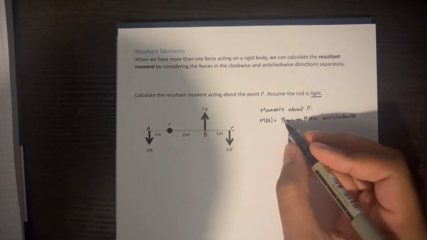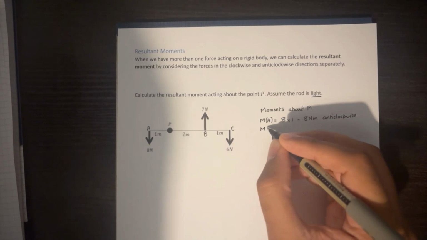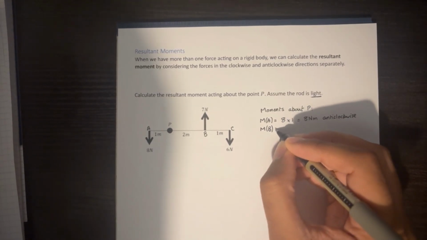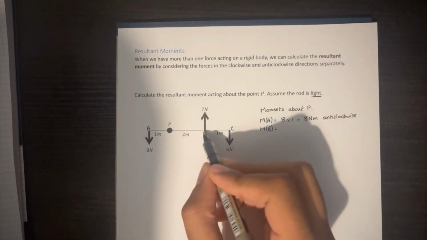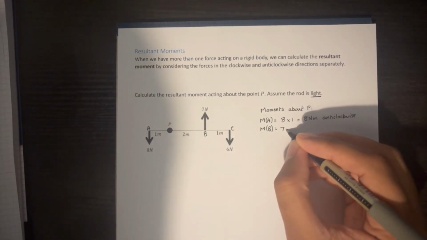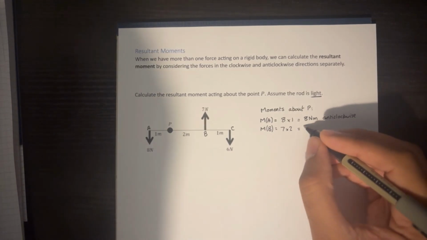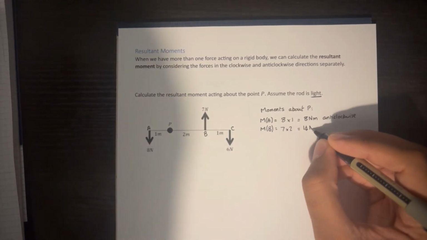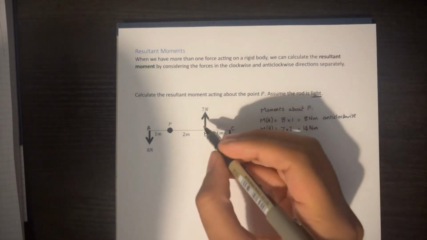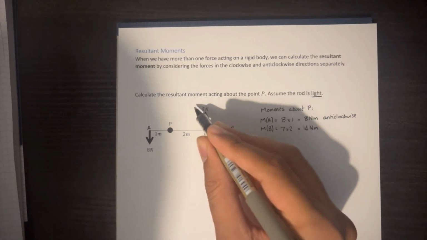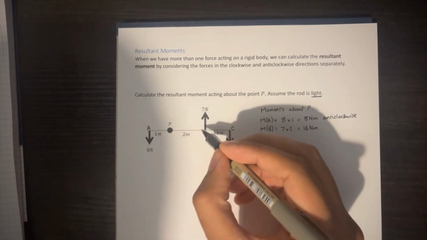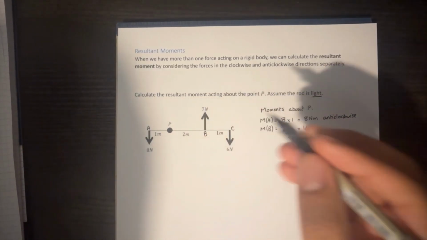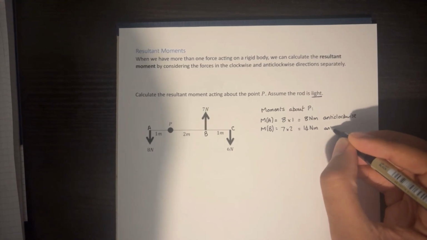Our next one, the moment of B. Well, the force is 7 and the distance is 2. So 7 times 2 would give us 14 Newton meters. And again, if this was the only force acting around that pivot P, our rod would turn in the anti-clockwise direction.